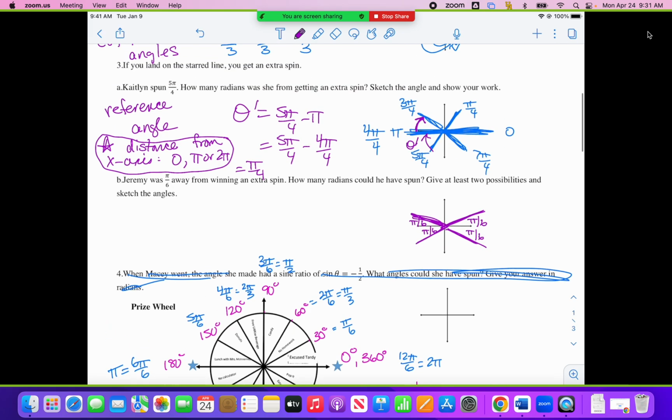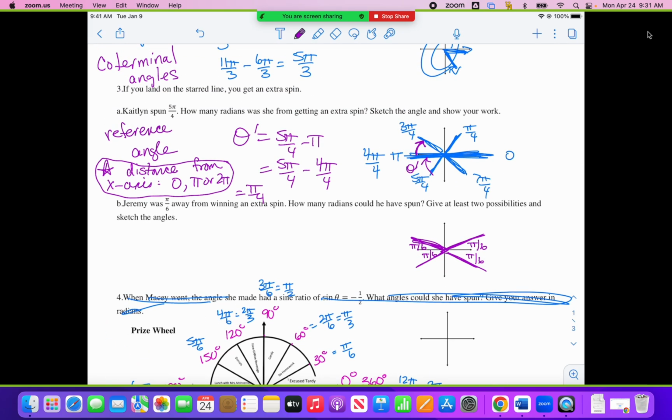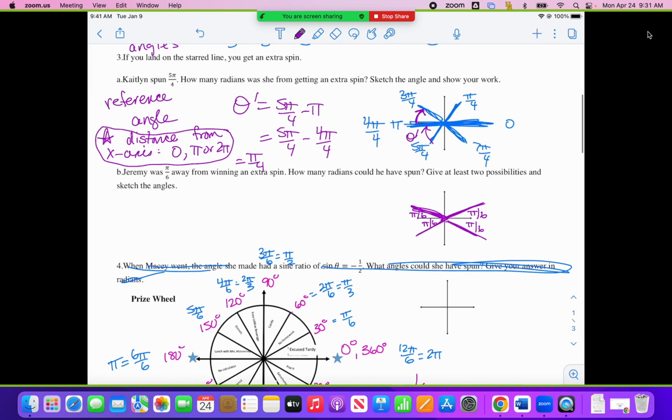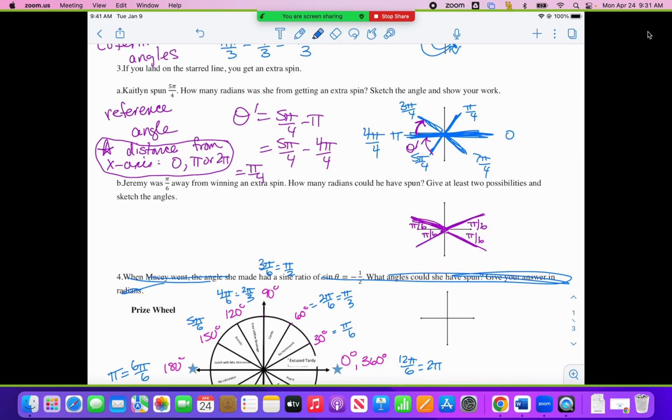So do you remember here at number 3, it says, if you land on the starred line, you get an extra spin, right here.